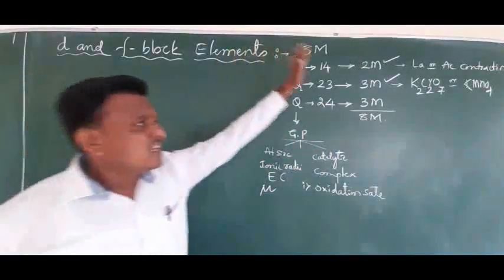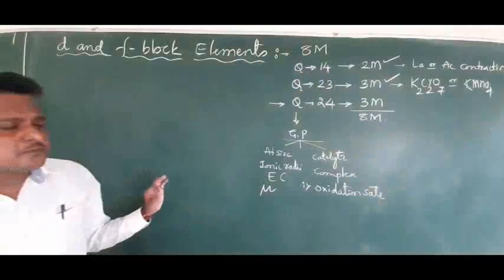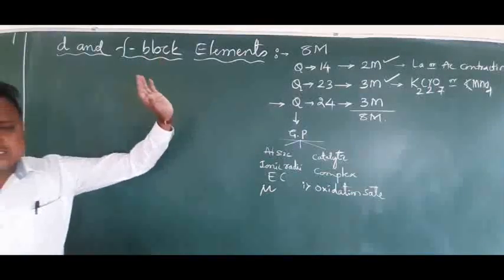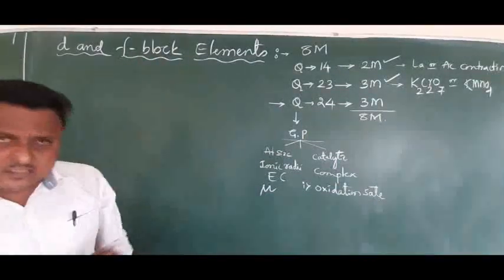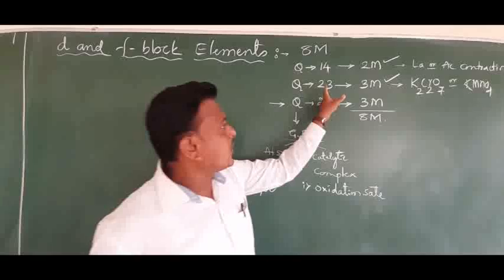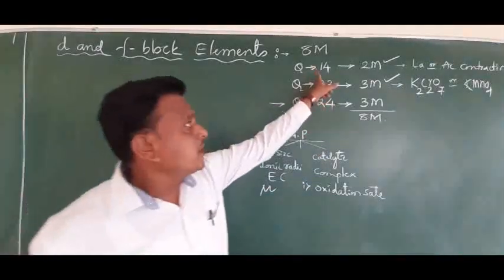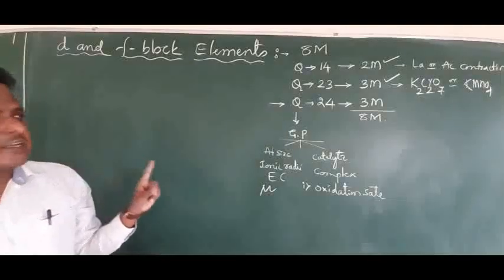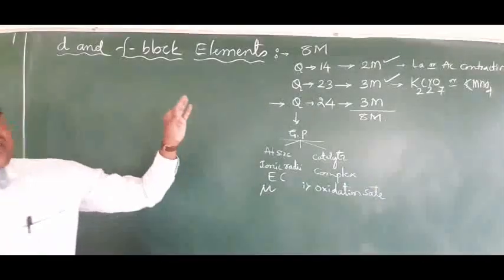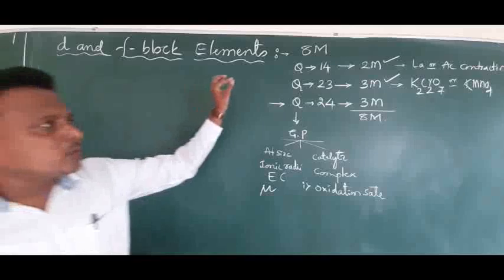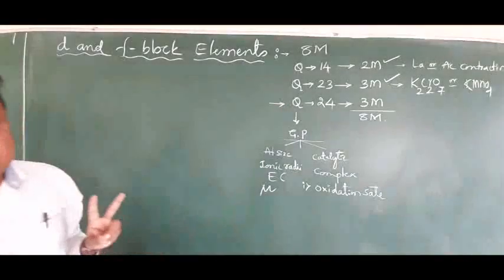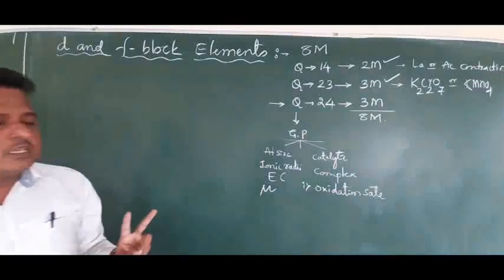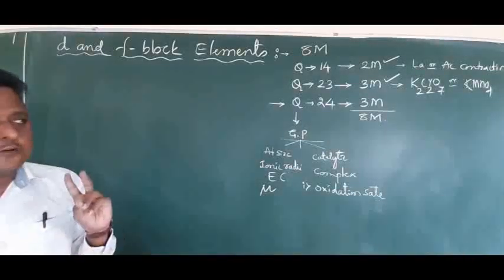This is the total synopsis of the topic D and F block elements. I repeat, the weightage is 8 marks: question number 14, 23 and 24. Question number 14, we know, friends, has 3 possibilities: lanthanide contraction, actinide contraction, or the difference between lanthanides and actinoids. Question number 23 is fixed: the two manufactures, potassium permanganate and potassium dichromate. Among these, they ask one question for 3 marks.